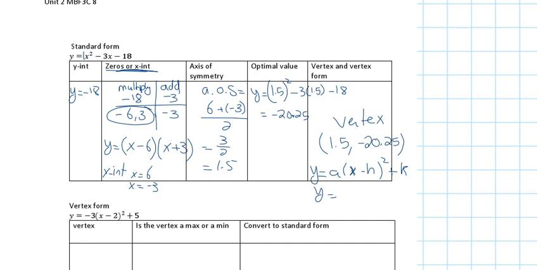What's the h? 1.5. So that's x minus 1.5 squared. And then what's the k? Minus 20.25. That is my vertex form.